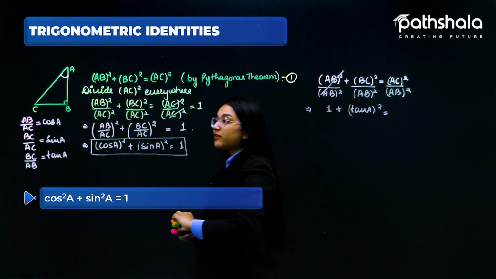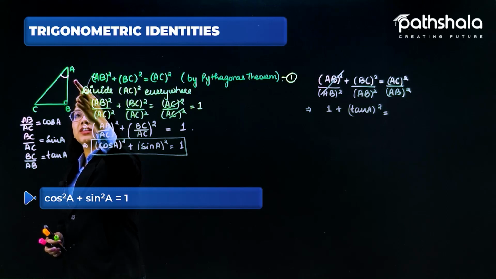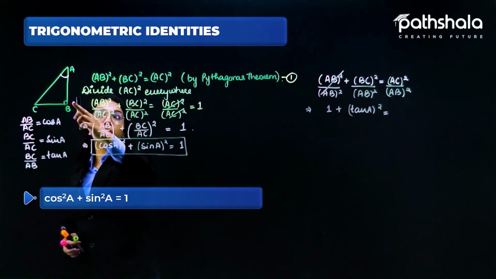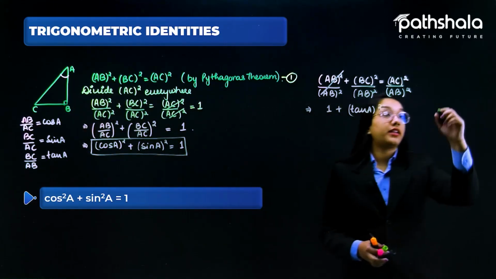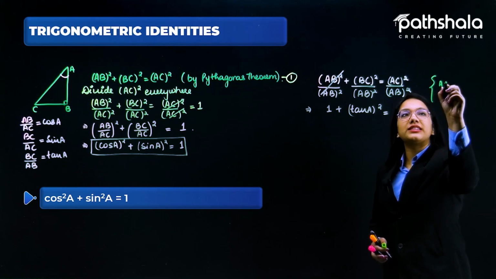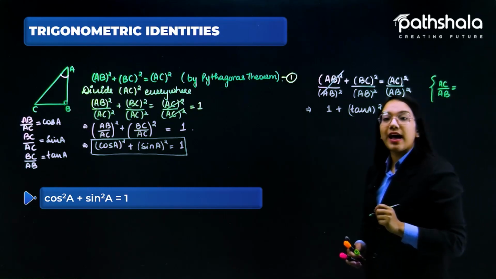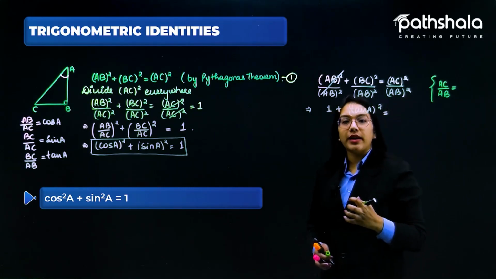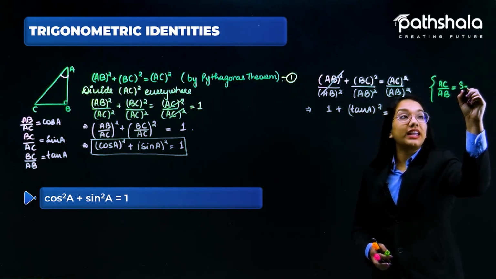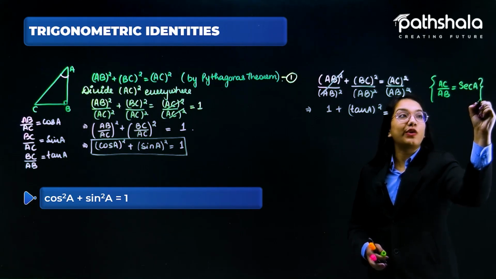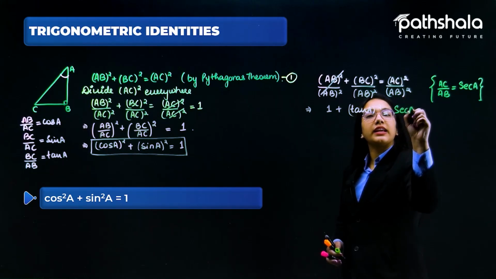You can see all by yourself that we have AC by AB. AC is nothing but the hypotenuse, and AB is nothing but our base. So this is nothing but secant of A. Hence this is nothing but secant A whole square.